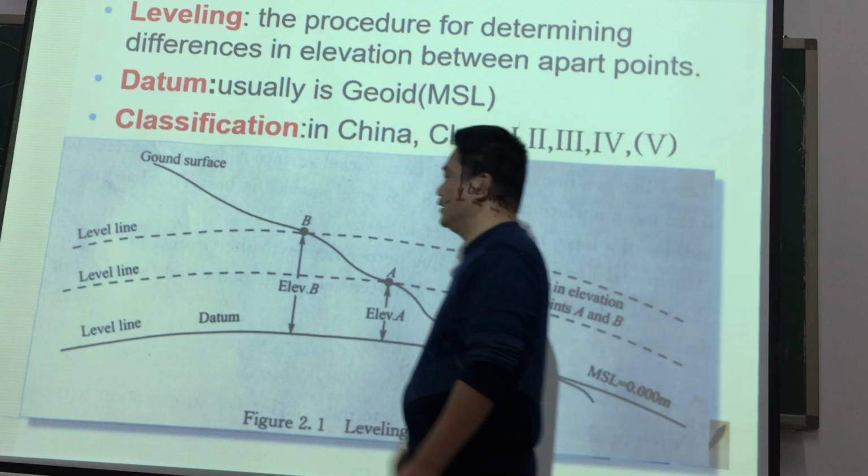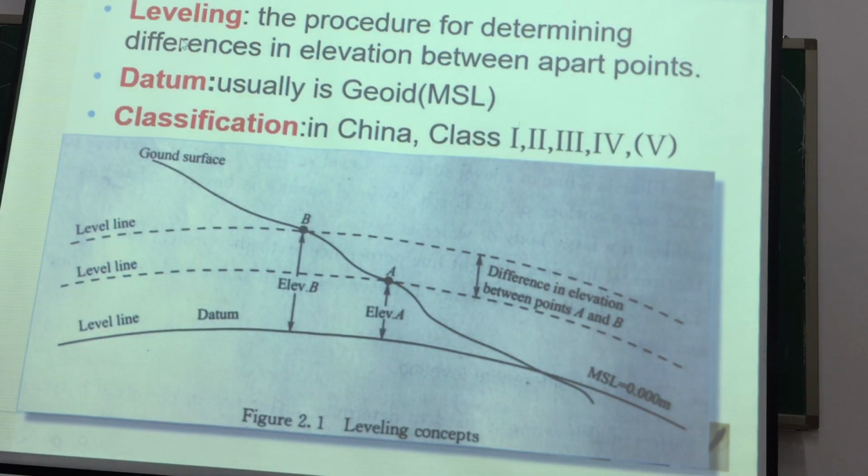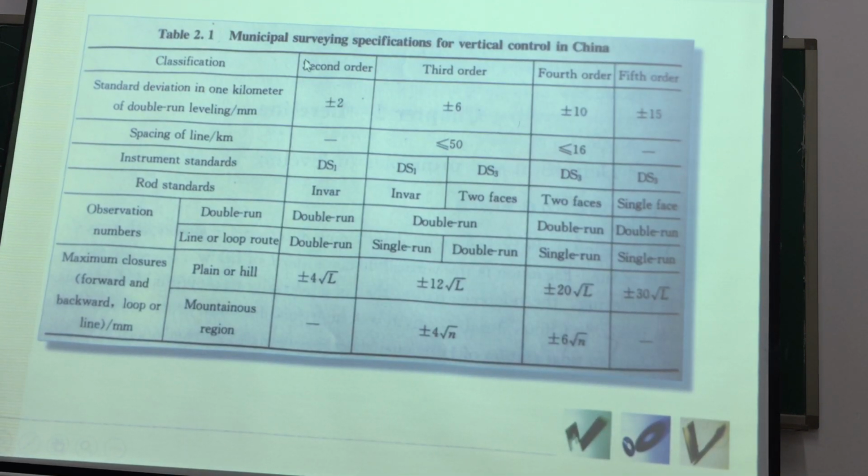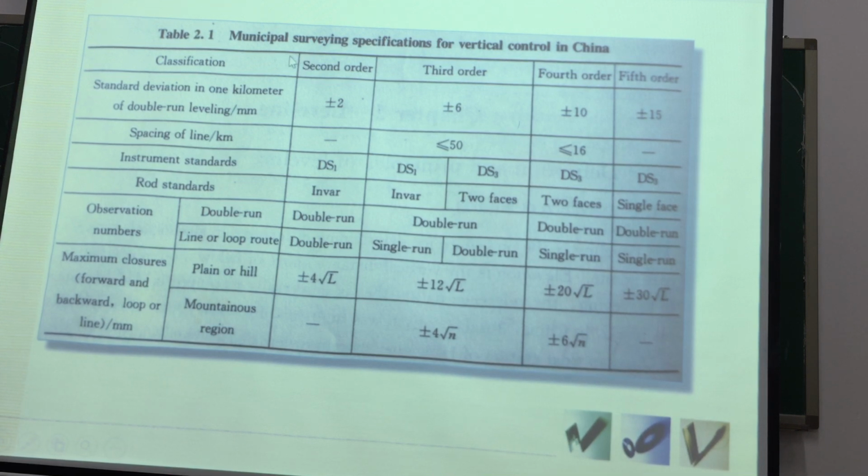Okay. Here are some basic definitions of leveling, and this is from a certain specification, the municipal survey specification. Of course, there are many specifications in China about survey. For example, here is municipal survey. We have other specifications for leveling, and some for geodetic survey, for GNSS survey, for tunnel survey, for bridge survey, for road survey, for railway survey.